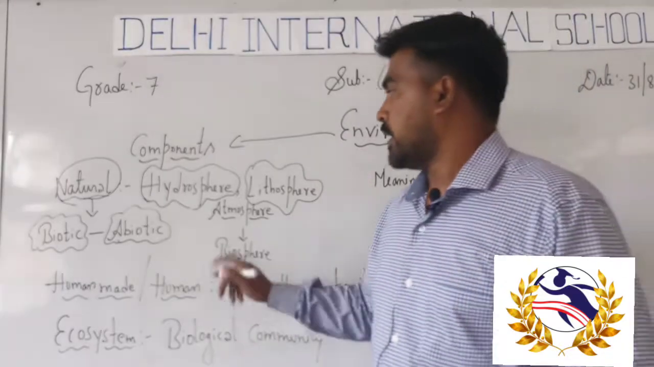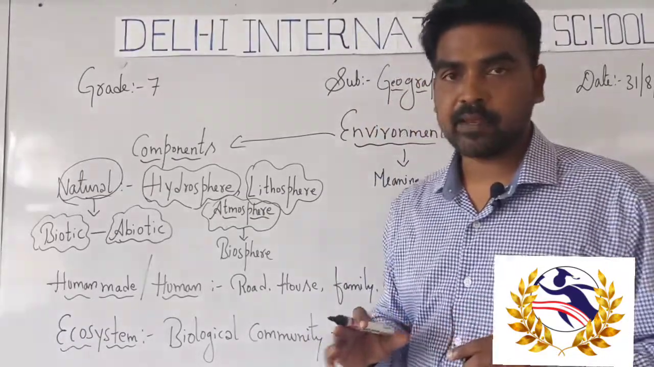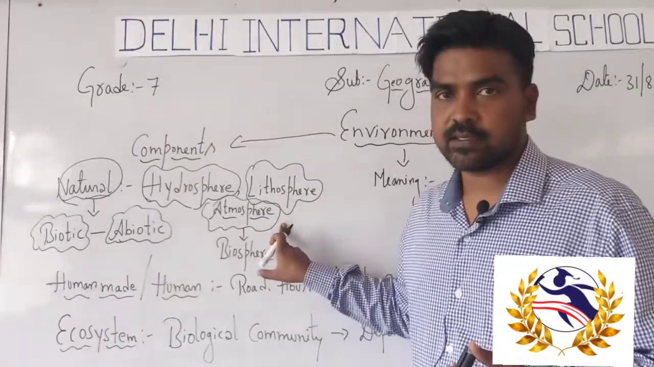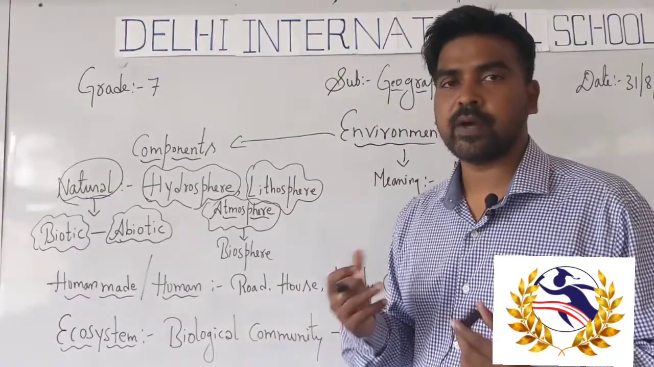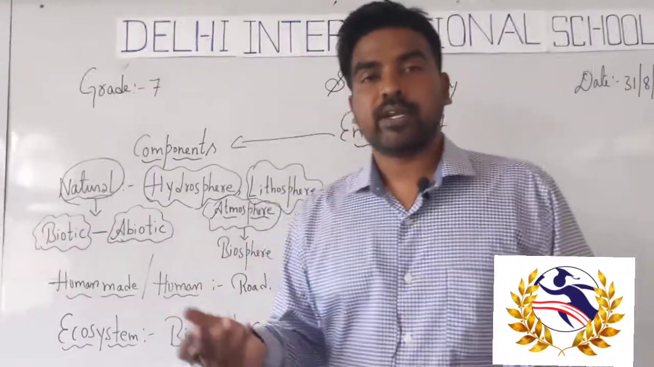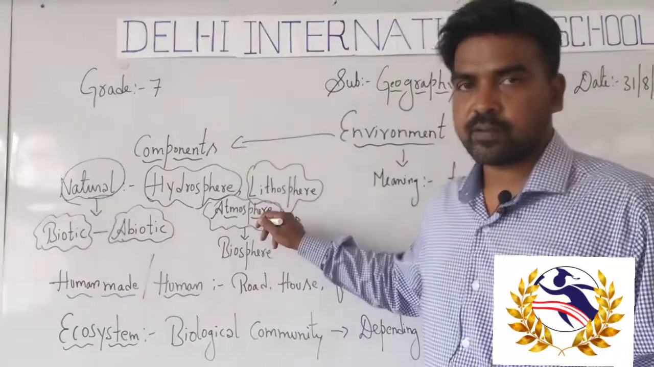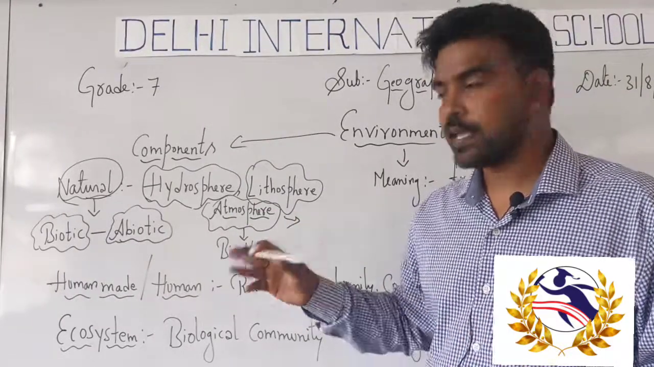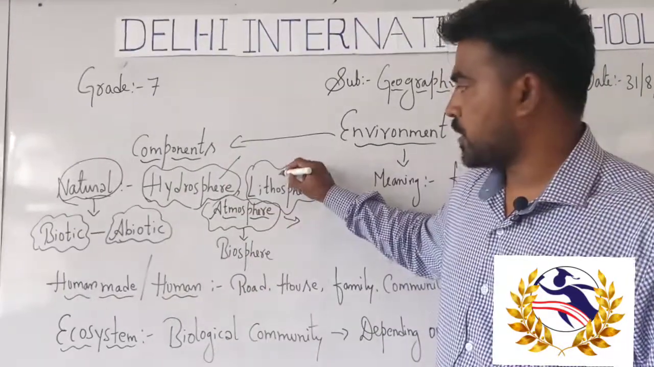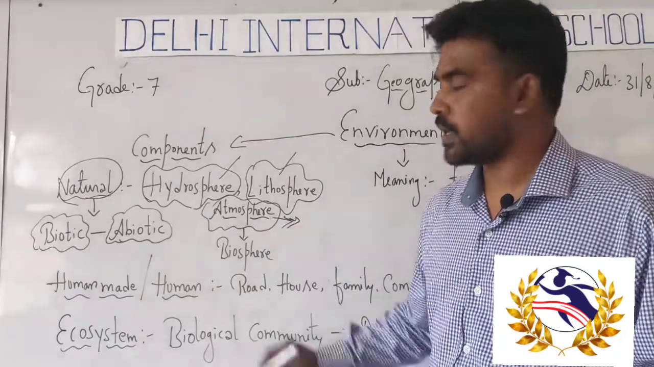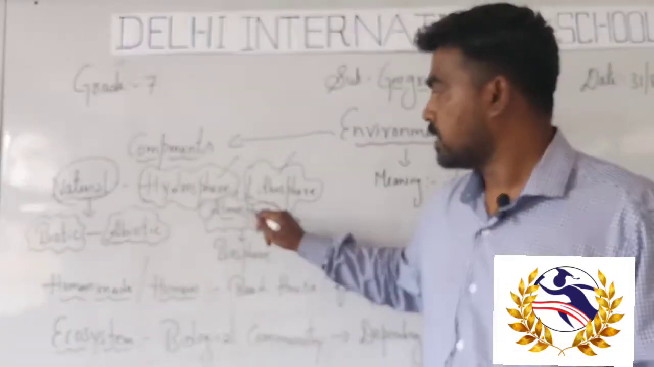And we have the atmosphere, the domain of air. We have different layers of gases, and the air surrounds planet Earth. We have oxygen, carbon dioxide, nitrogen, and other gases in our atmosphere. So the domain of air is known as the atmosphere. We know about the hydrosphere, lithosphere, and atmosphere, and life exists in all of them.